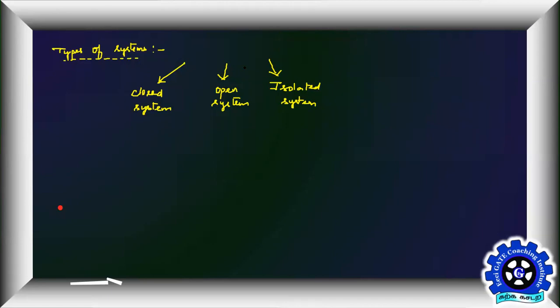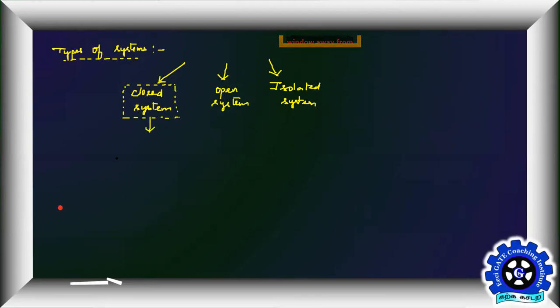So coming to the first one, which is a closed system. Suppose we want to see an application, what is meant by a closed system? Any questions? Sorry, it's not a question. Any idea on this? A closed system is a system where only energy can be exchanged but not mass.